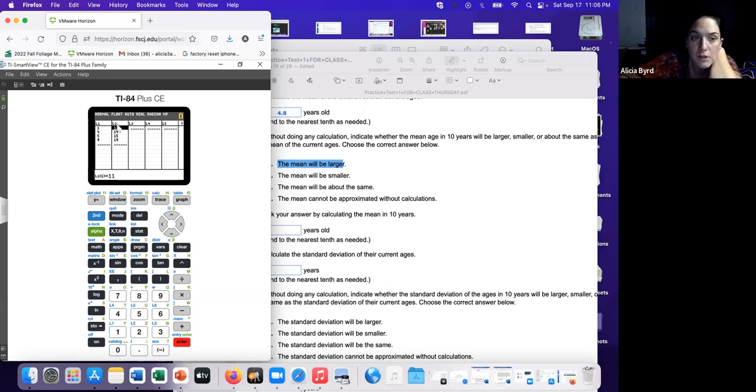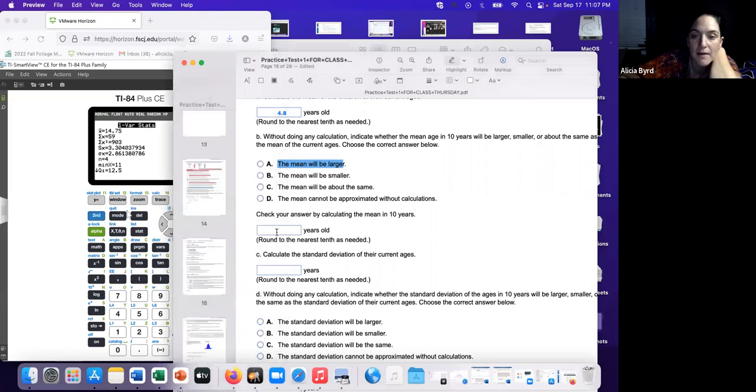Once we have that, the only thing you need to remember is that when we do our one variable stats, we need to make sure we're putting L2 in for our calculation. So change this to L2 because that's where our data is now. Come down and hit calculate. Our new mean is 14.75. So 14.75 to the nearest 10th would be 14.8. Adding 10 years to all of them raised my mean overall by 10. So that's good. Next, calculate the standard deviation of their current ages.